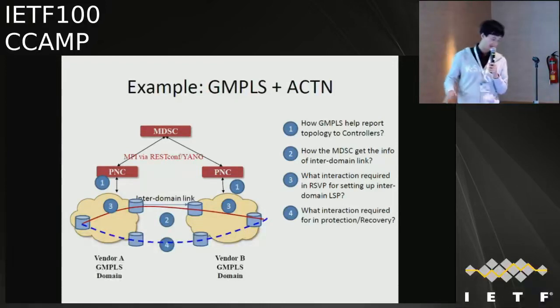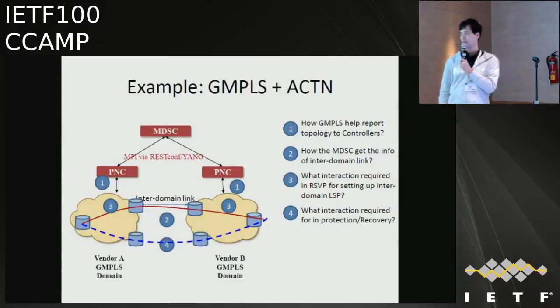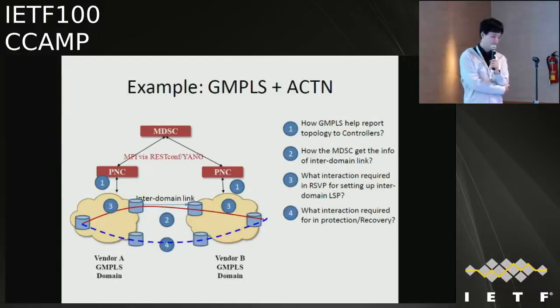As you can see in this figure, this is a multi-vendor, multi-domain scenario. And we have GMPLS as a distributed control plane technique, while we also have RESTCONF and the YANG model as the MPI solution. So we need a consistent and neat approach to make these two systems interwork together.